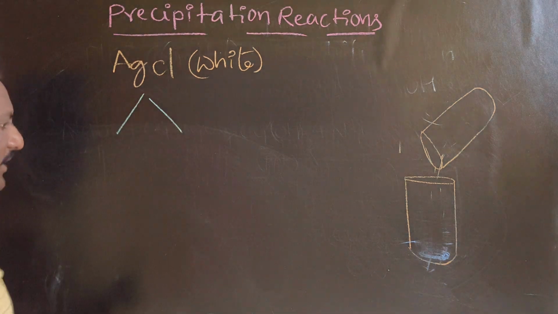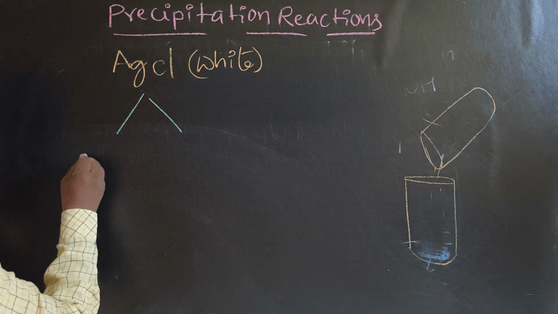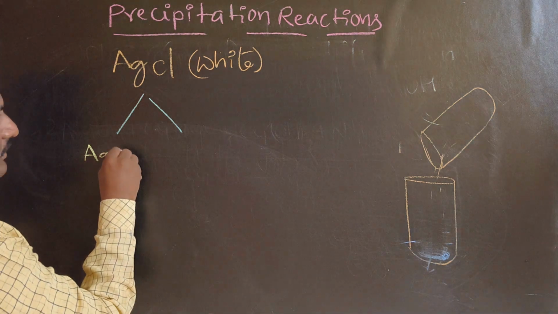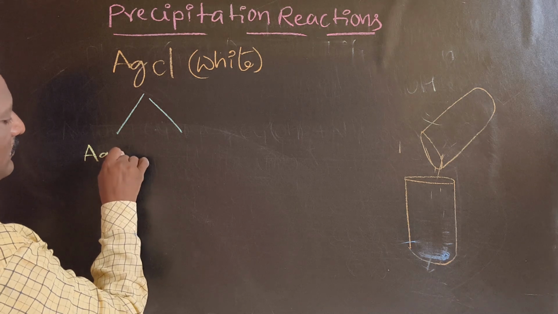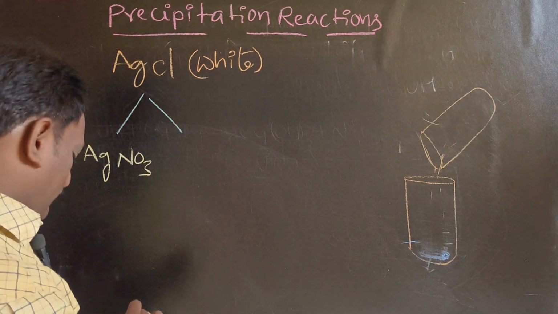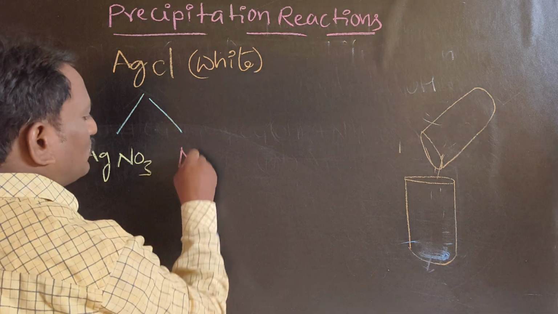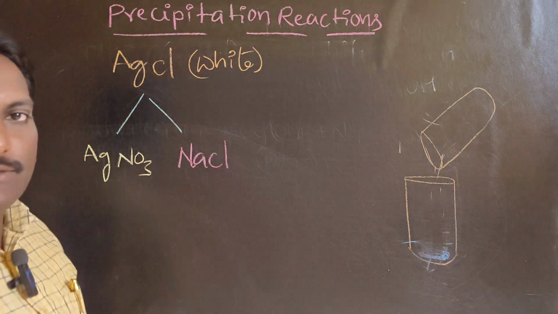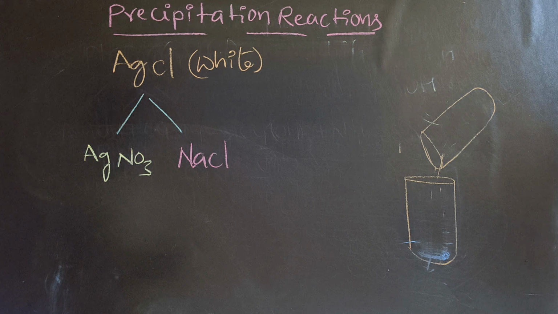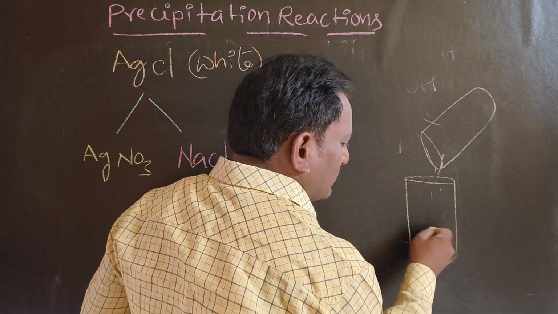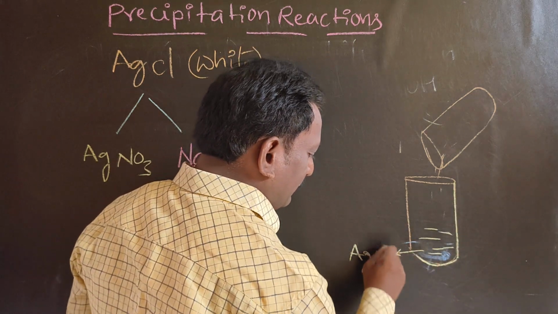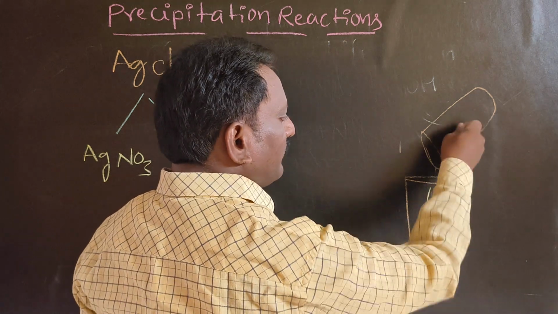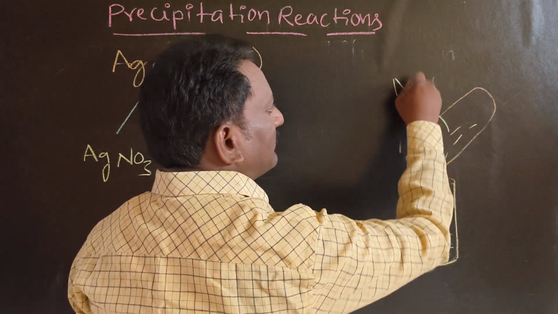It is formed by the combination of two chemicals, silver nitrate and sodium chloride. Both are colorless solutions. Take a few ml of silver nitrate solution, AgNO3, in a test tube as shown in the figure, and add a few ml of aqueous solution of NaCl.